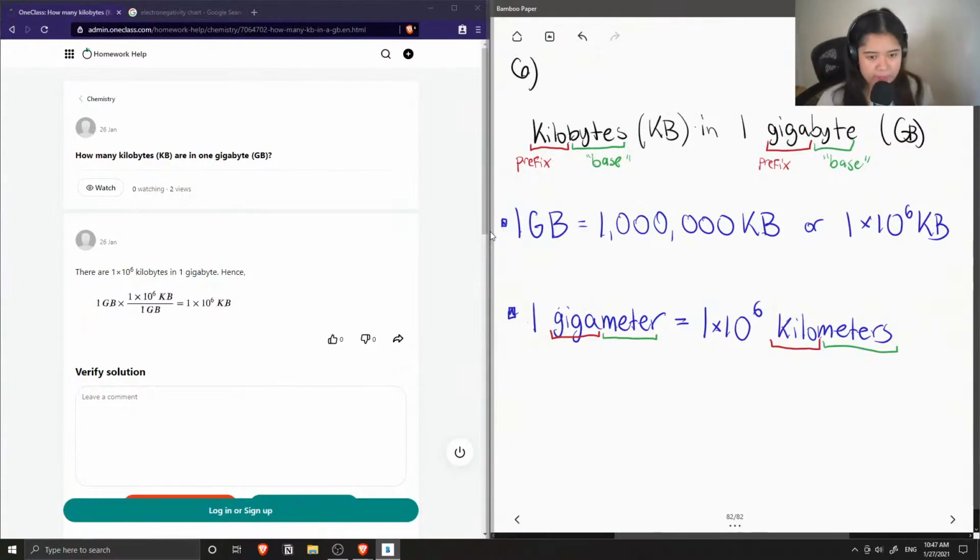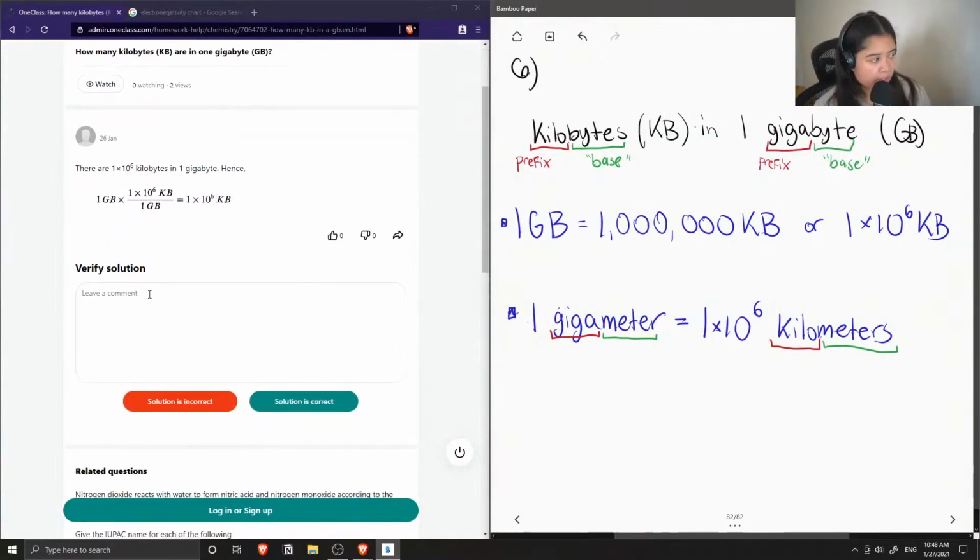So the reason why gigameter isn't really used for our purposes like traveling is because cars don't usually travel 1,000,000 kilometers to go somewhere. But if we were to use these prefixes to describe bytes, which obviously you can have a lot of, and we always talk about having a lot of these bytes, then this is when you would use these prefixes.